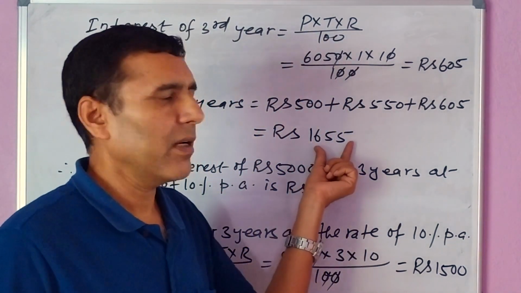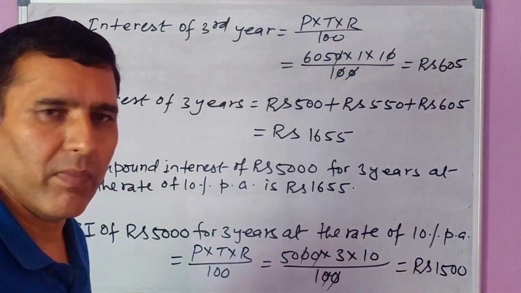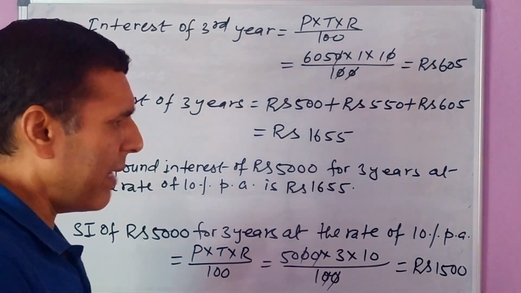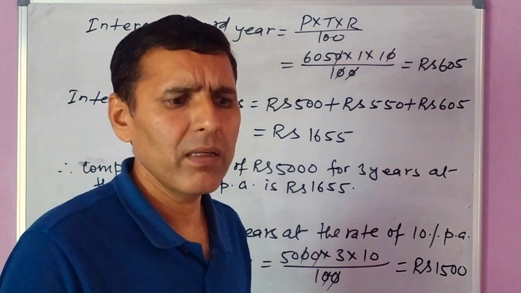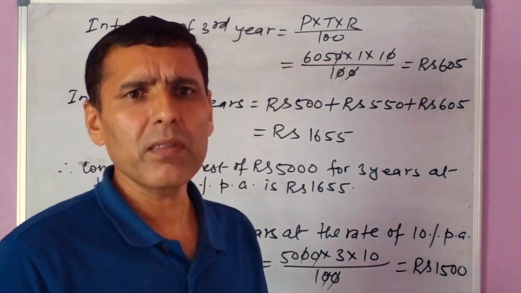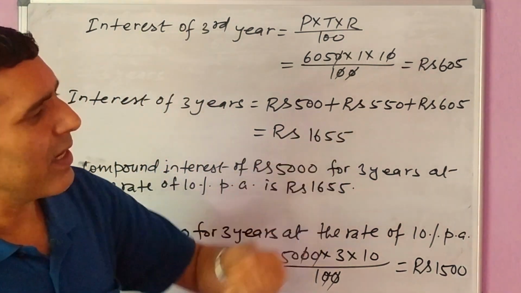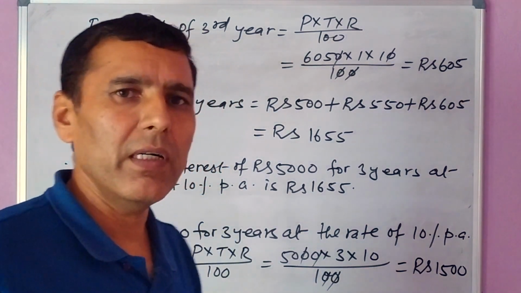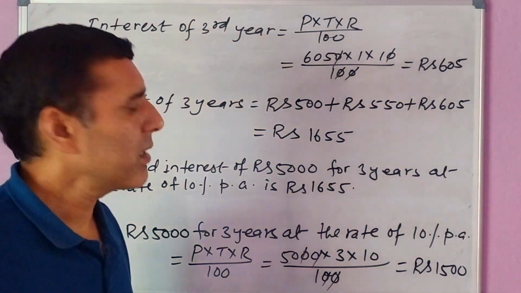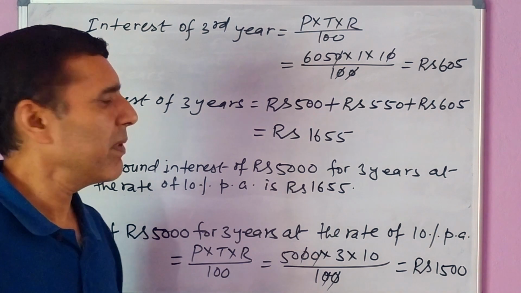So here in the second year also the principal increases by the interest of that year. So every year the principal increases. Obviously, more principal earns more interest. Therefore, the interest of the second year is more than the interest of the first year, and the interest of the third year is more than the interest of the second year. So the total sum of interest after 3 years has become 1655 rupees.